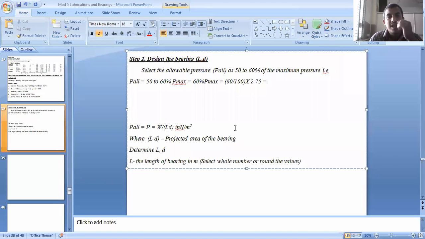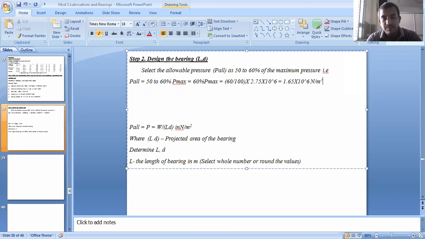Okay. Now please calculate. What is the allowable bearing pressure? 60% of maximum. How much is it? Sir, 1.65 into 10 raised to power of 6. So this is 2.75 into 10 raised to power of 6, right? Newton per meter square.